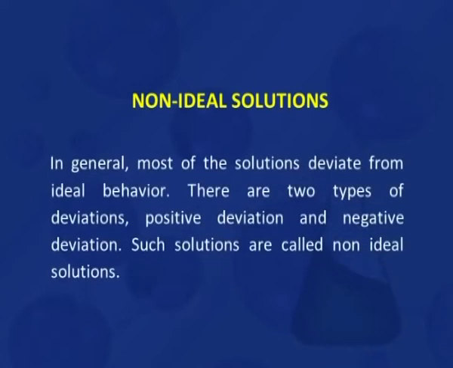Study of colligative properties is very important because by measuring any of the colligative properties, we can calculate the molecular mass of the solute from which the solution has been made. Now, we are going to discuss non-ideal solutions first. In general, most of the solutions deviate from ideal behavior. There are two types of deviations, positive deviation and negative deviation. Such solutions are called non-ideal solutions.